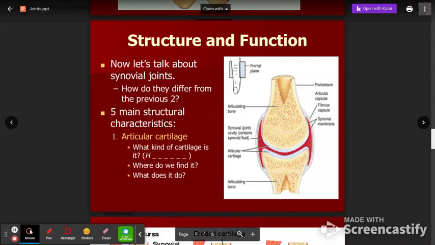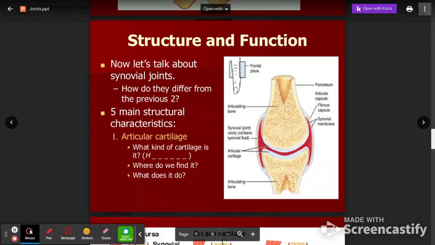So you have articular cartilage. What kind of cartilage is articular cartilage? We had hyaline. What were your other two kinds of cartilage that we just tested out on? Hyaline, fibro, elastic. Okay, so if I'm talking about a synovial joint, what type is this?